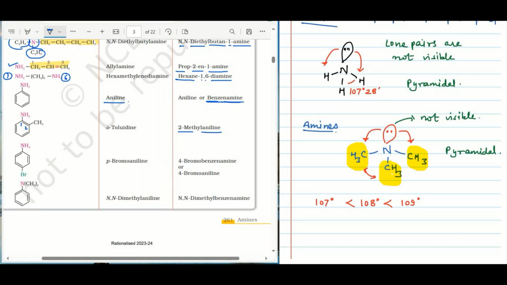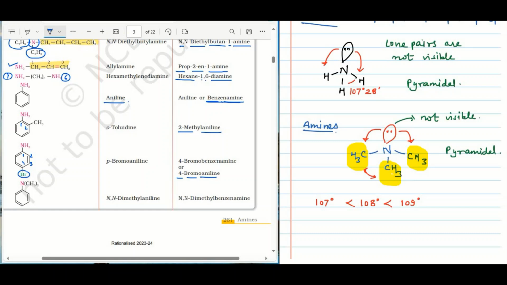Here NH2 is bonded to the benzene ring, which means this is aniline, and bromine is also there. So start numbering from the carbon which is bonded to amine. So it is 1, 2, 3 and 4. So bromine is present at the 4th position. So the name of this molecule will be 4-bromoaniline.